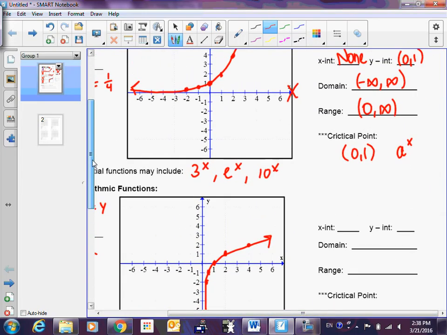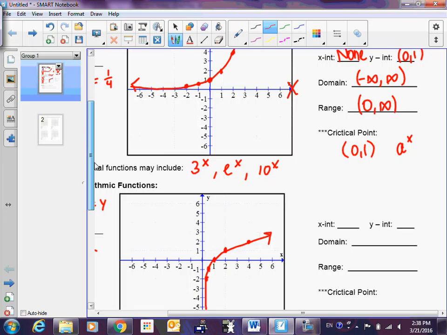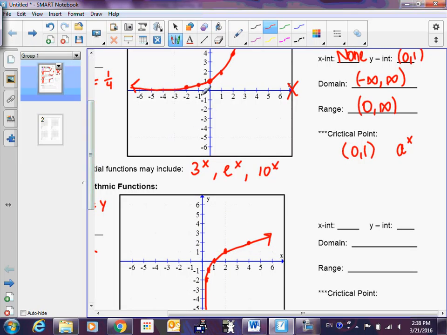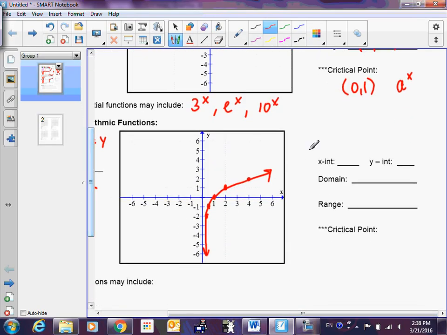One last thing to mention about these two graphs is they're reflections of each other across the line y equals x. And you did that before as well. So this time I have an x-intercept of 1, 0. And what's my y-intercept? None. So see how it switched?